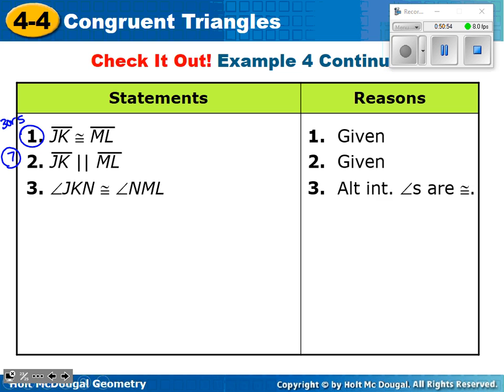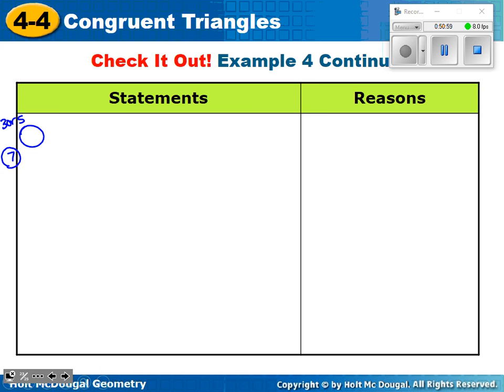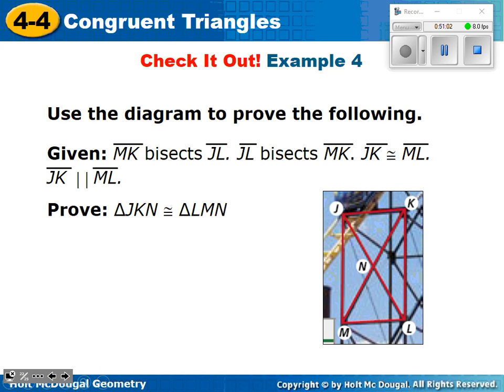Okay, and then, oops, I'm going to come back to that. I'm not going to do that because that's not going to help us. That's just going to tell you what to do, and that's not what I want to do. So I'm going to redraw this, and let's talk through what you should have in your paper. So this is J, K, N, L, M. Okay, so from the first given, MK bisects JL. From that only, what did you mark? Okay, so JN should be congruent to LN.